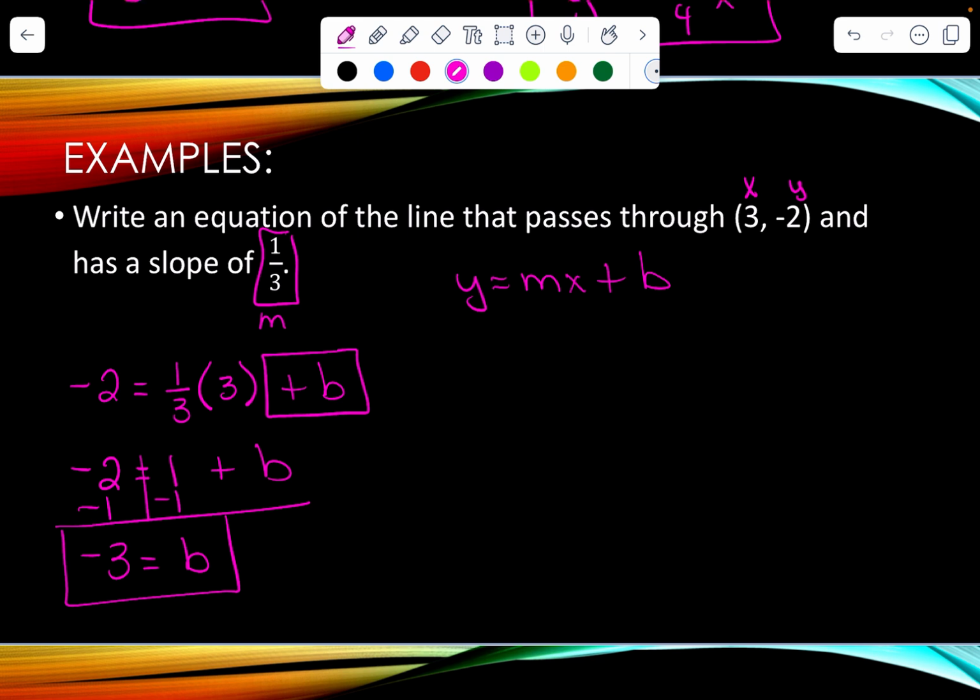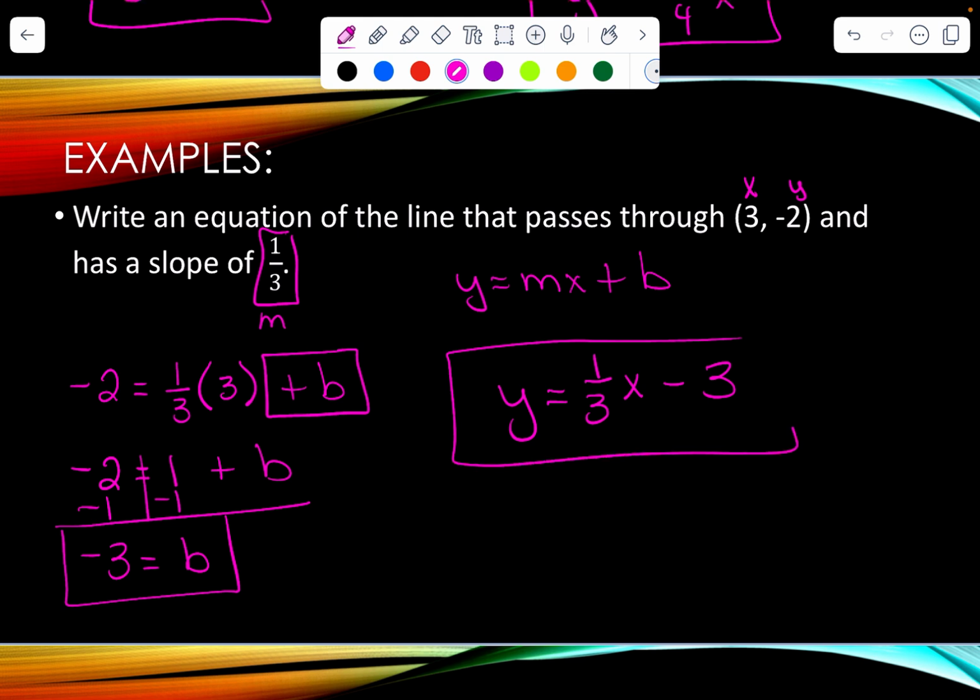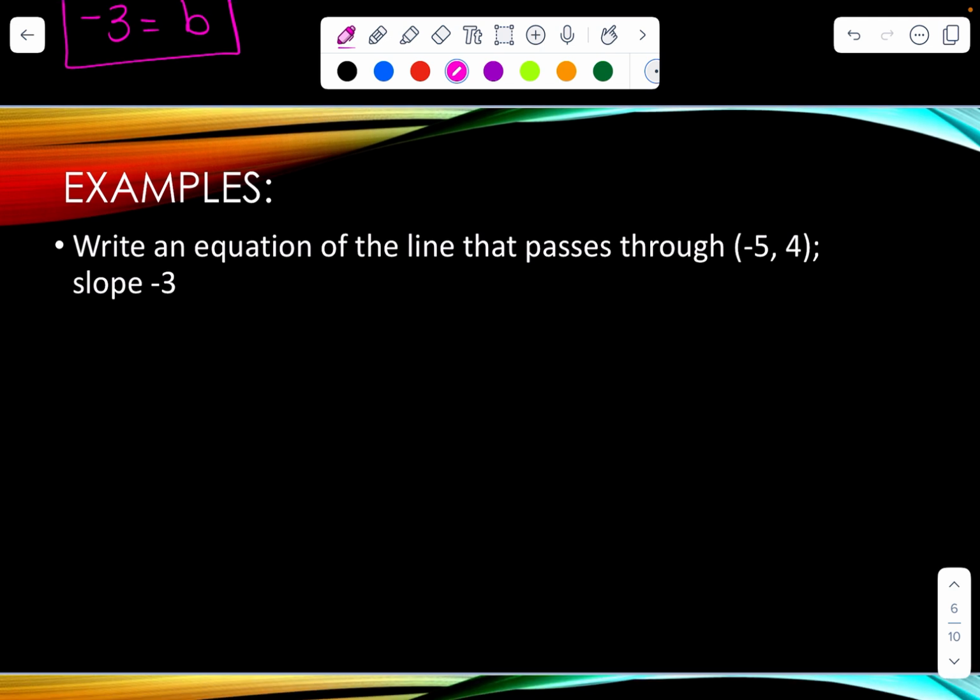So now I'm going to take the b and the slope and write them in. So y equals 1/3 x minus 3. And that is my final equation in slope-intercept form that passes through the point 3, negative 2, and has a slope of 1/3. All right, let's try one more here.